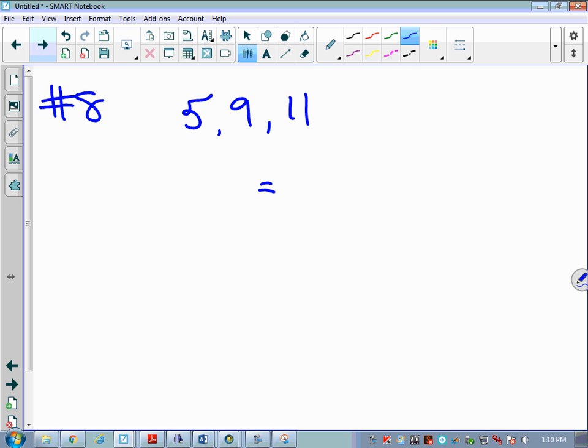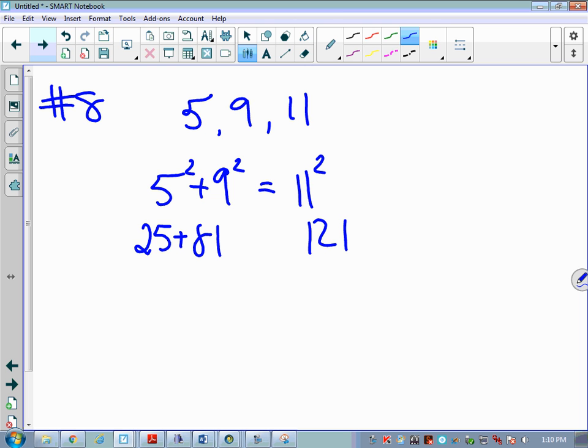All right. 11 squared. So 5 squared plus 9 squared. We got 25 plus 81. The hypotenuse squared has the potential to be 121. What's 25 plus 81? 106. So it is not a right triangle. Our answer is going to be a no.